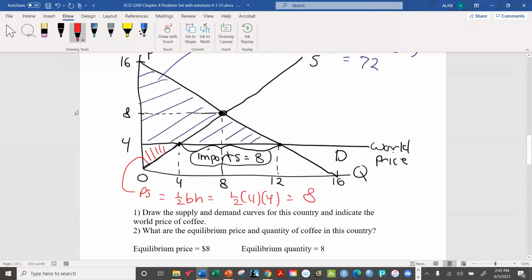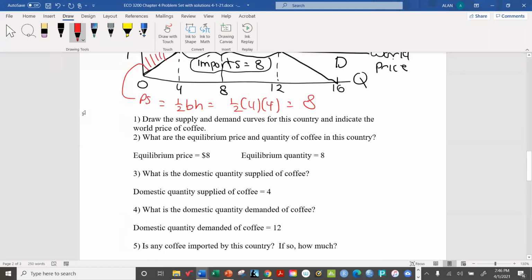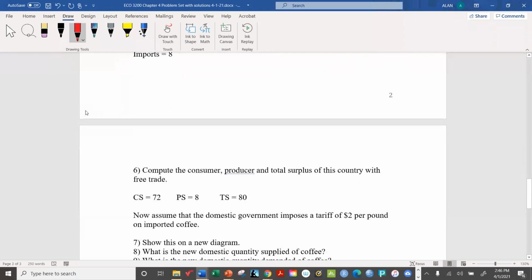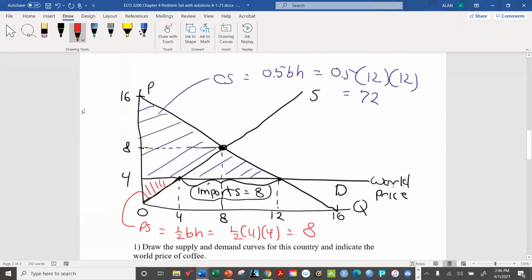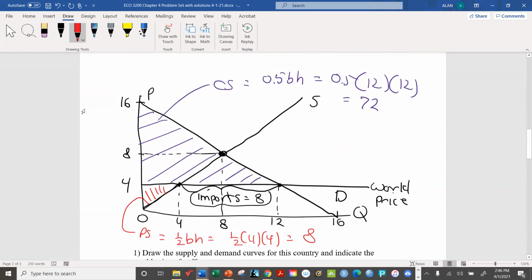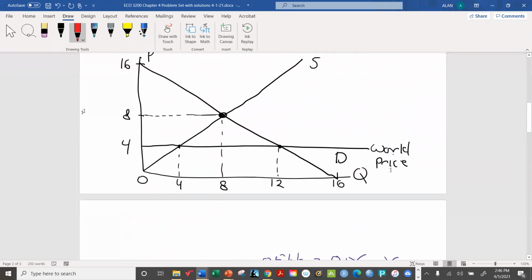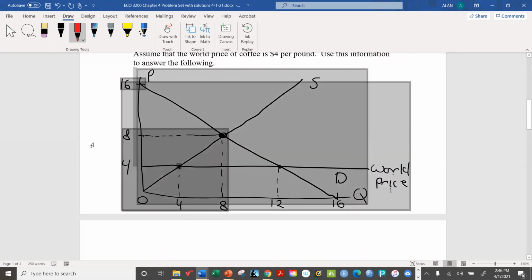Now we have to make a change here because we're going to have a tariff. A tariff will be imposed by the US government, or sorry, and this is a small country, it's not the US. The domestic government imposes a $2 tariff. Why? To increase that producer surplus. All right, so what does that do? Well, let's find out.